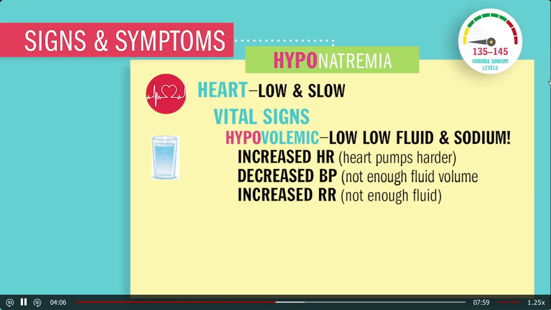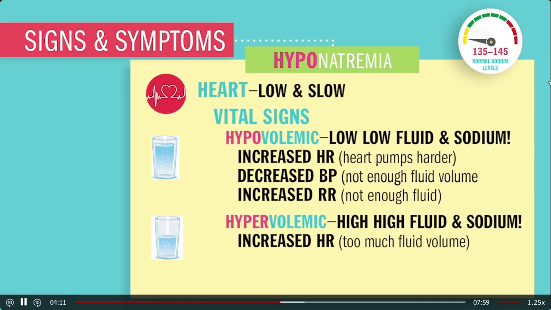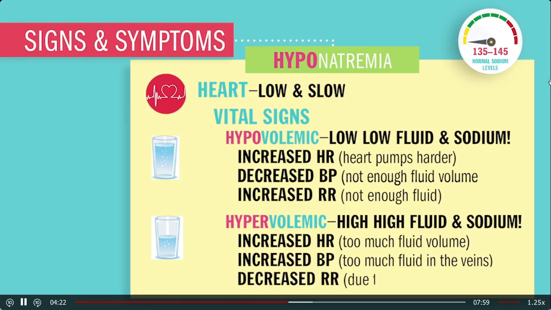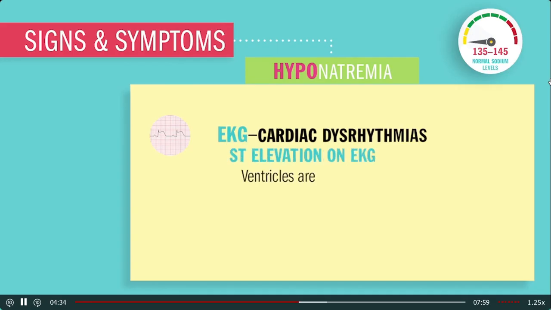Now, on the other side of the coin, if you have hypervolemic, high fluid, you'll have increased heart rate because too much fluid, the heart will try to pump harder to push out that fluid. There'll be increased blood pressure because of all that fluid in the vascular spaces, and decreased respirations, difficulty breathing due to that fluid volume overload, putting all that pressure on the lungs. As far as EKGs, there'll be cardiac dysrhythmias, ST elevations on the ECG, because the ventricles are cramping up and not relaxing or repolarizing, basically not recharging.